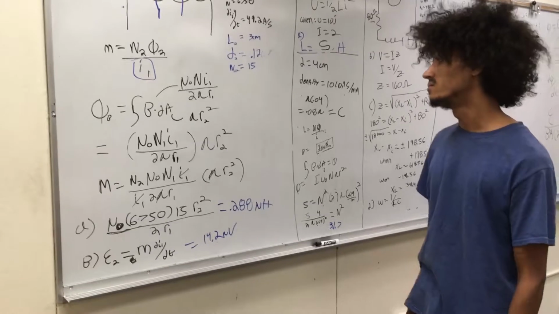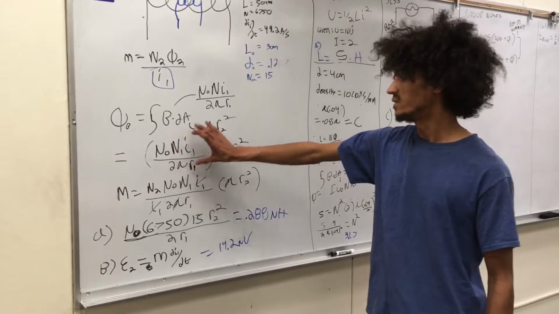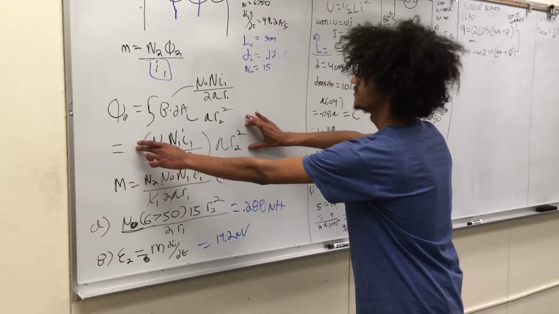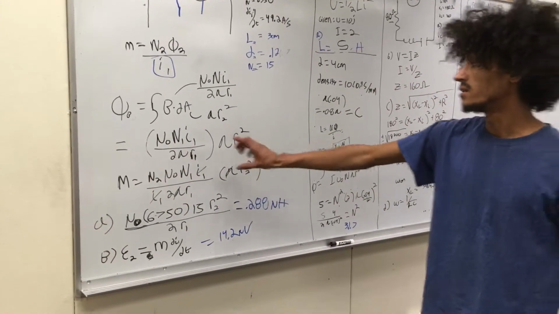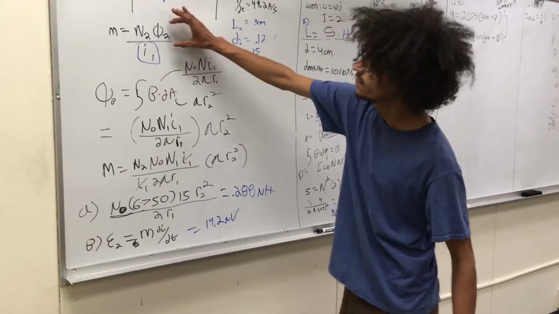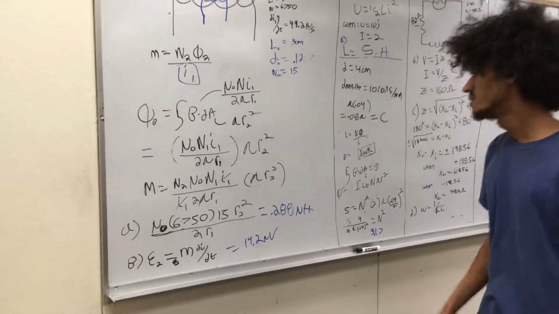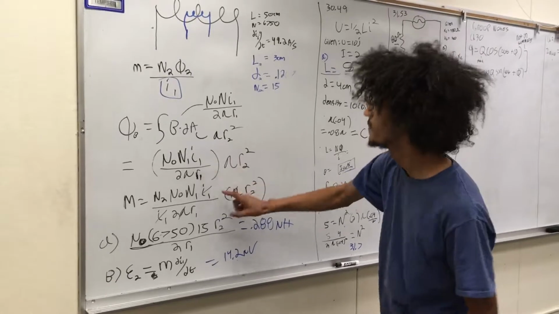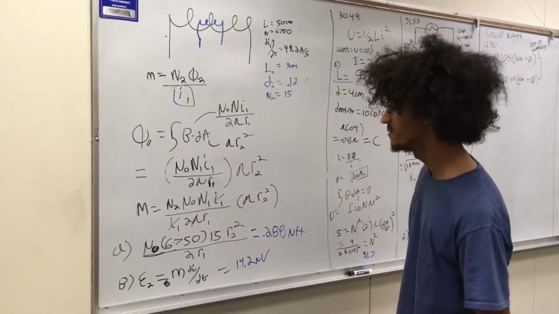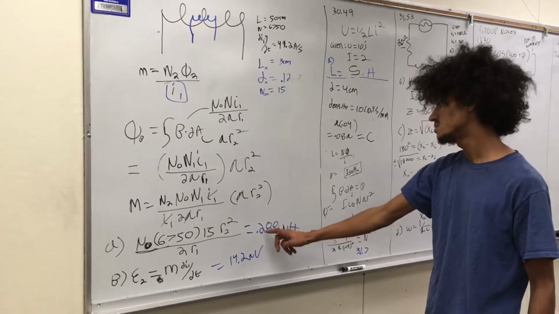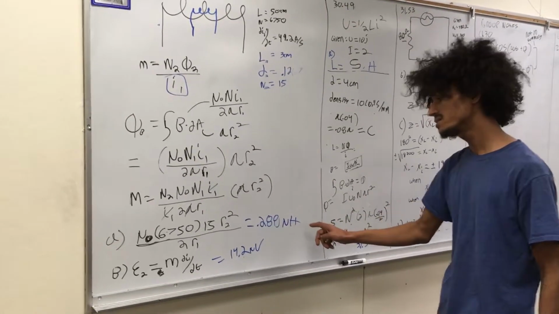So then you get this, and this would be your flux. And you plug the flux here into the mutual inductance equation. And once you do that, a bunch of your I's start canceling out. It turns out really nice. And you get that the mutual inductance is 2.88 microhenries.